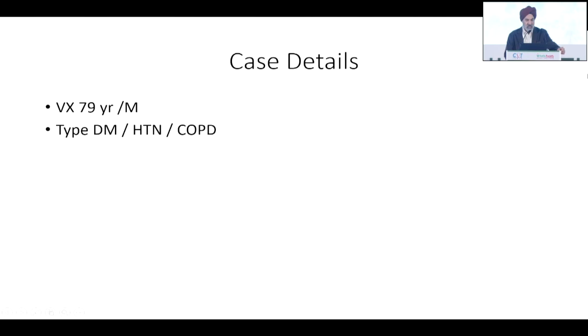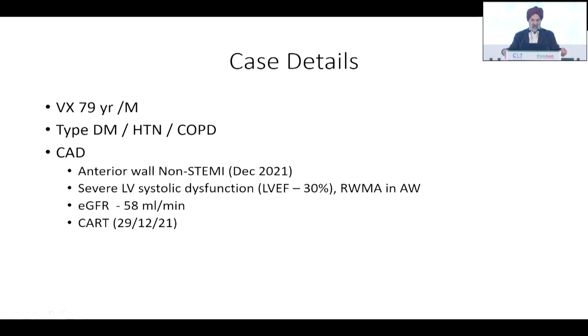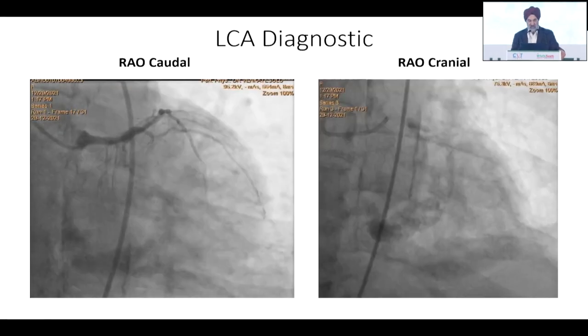I'll share with you one case, 79-year-old male, diabetic hypertensive with COPD. He had anterior wall non-STEMI in December 21. He had severe LV dysfunction with regional wall motion abnormality in the anterior wall. EGFR was 58 and the angiogram was as shown here.